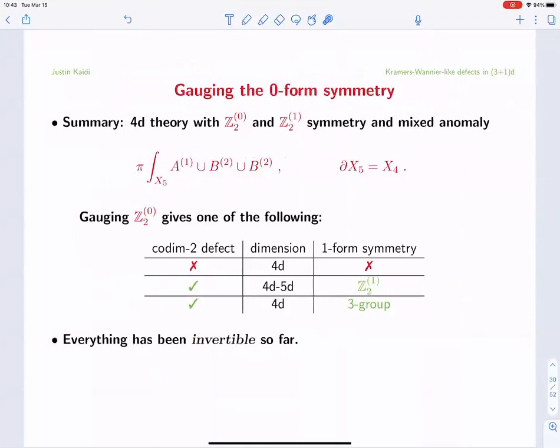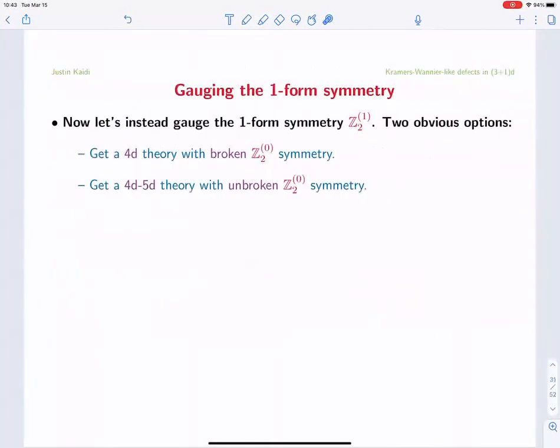Okay, good. So now let's talk about the non-invertible case. So thus far we gauged the zero form symmetry and asked what happened to the one form symmetry. Now let's instead gauge the one form symmetry and ask what happens to the zero form symmetry. Again, there are two obvious options. One is that I can start with the one form symmetry and gauge it, and then I can either get a 4D theory with a broken Z2 zero form symmetry, or I can get a coupled 4D 5D system with an unbroken zero form symmetry.